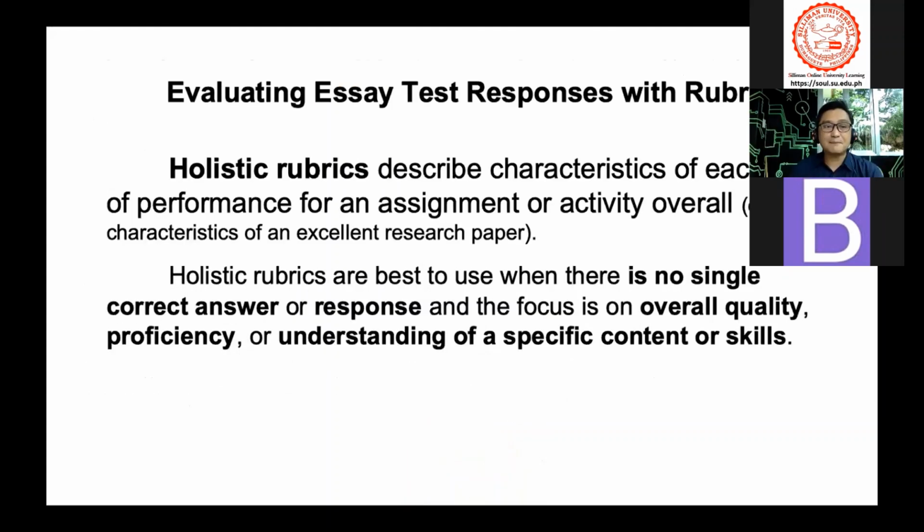Next, here's an example of a rubric that we may use to evaluate essay test responses. So holistic rubrics, what are they? They are rubrics that describe characteristics of each level of performance for an assignment or activity overall, like the characteristics of an excellent research paper. When you want to look into the characteristics of an excellent paper, then you may use holistic rubrics. Holistic rubrics are also best used when there is no single correct answer or response, and when the focus is on overall quality, proficiency, or understanding of specific content or skills. Now, why rubrics? Well, based on experience, rubrics make it easier for teachers to explain to students why they got a grade and what they can do to improve.